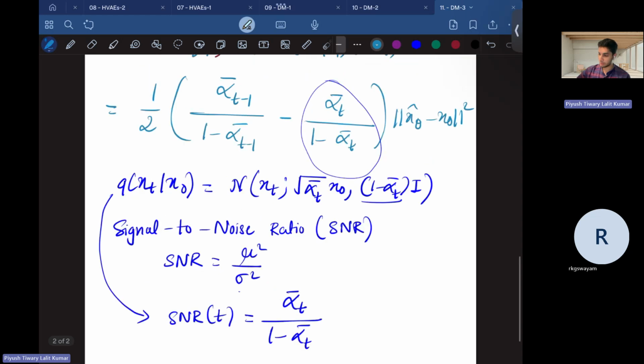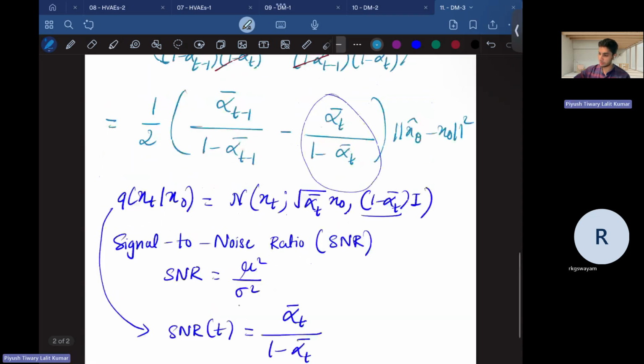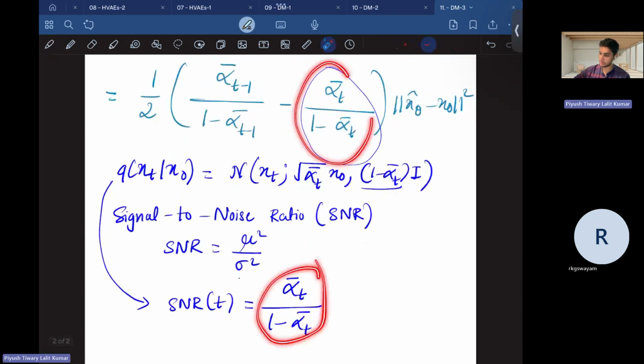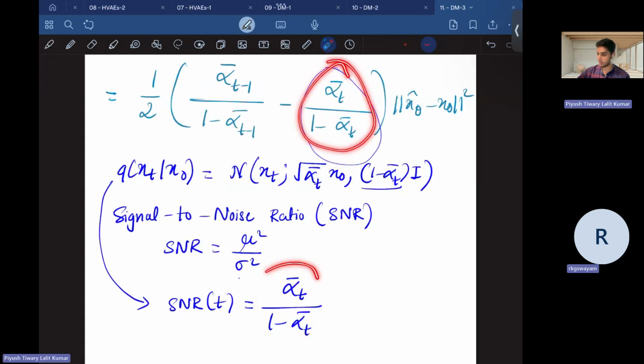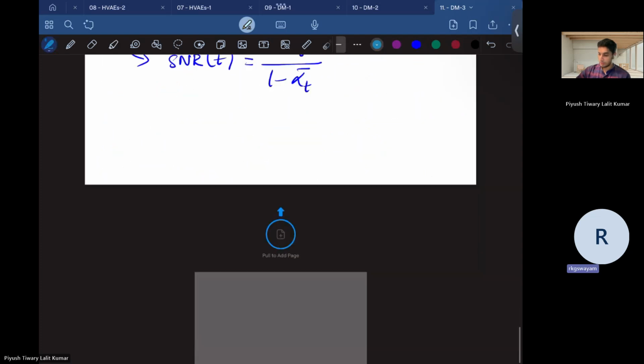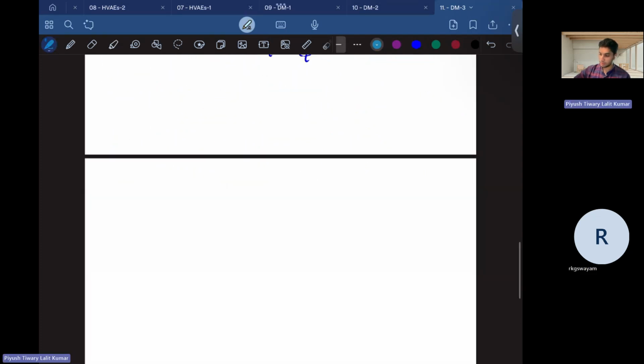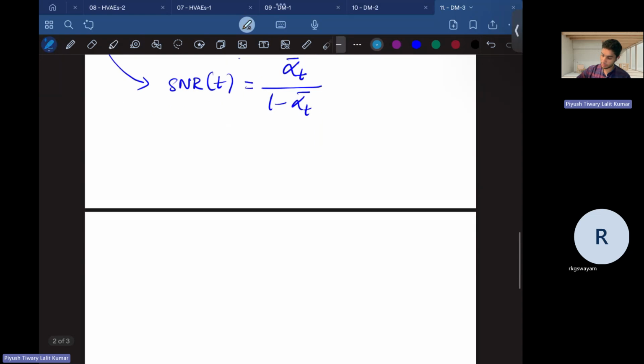Okay. Now, can you see that this thing is exactly similar to this thing? Alpha t bar over 1 minus alpha t bar. Yes. So our objective, whatever our objective was, maybe let me write it as L. L is actually what?